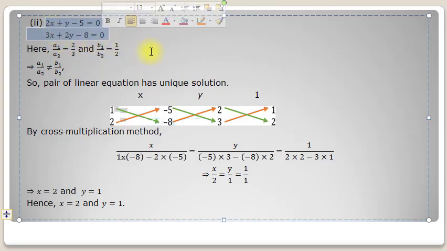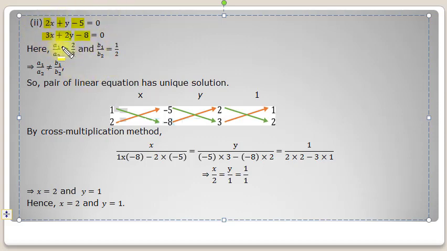Okay, then see here, the coefficient of x here is, what is the coefficient of x here? It is 2, okay. What is the coefficient of y here? It is 1, and what is the constant term here? It is -5. So the value of a1 is 2, b1 is +1 and c1 is -5. Similarly, the value of a2 is 3, the value of b2 is +2 and the value of c2 is -8.